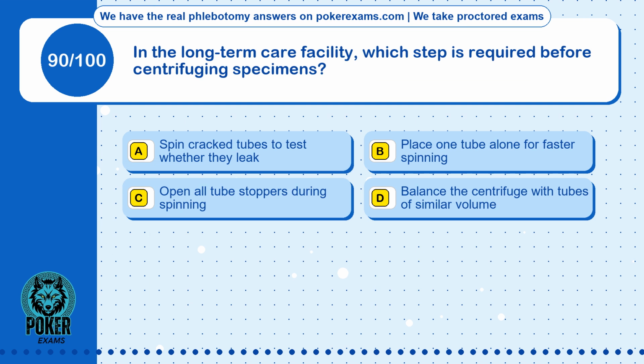Question 90. In the long-term care facility, which step is required before centrifuging specimens? Option A, spin cracked tubes to test whether they leak. Option B, place one tube alone for faster spinning. Option C, open all tube stoppers during spinning. Option D, balance the centrifuge with tubes of similar volume.